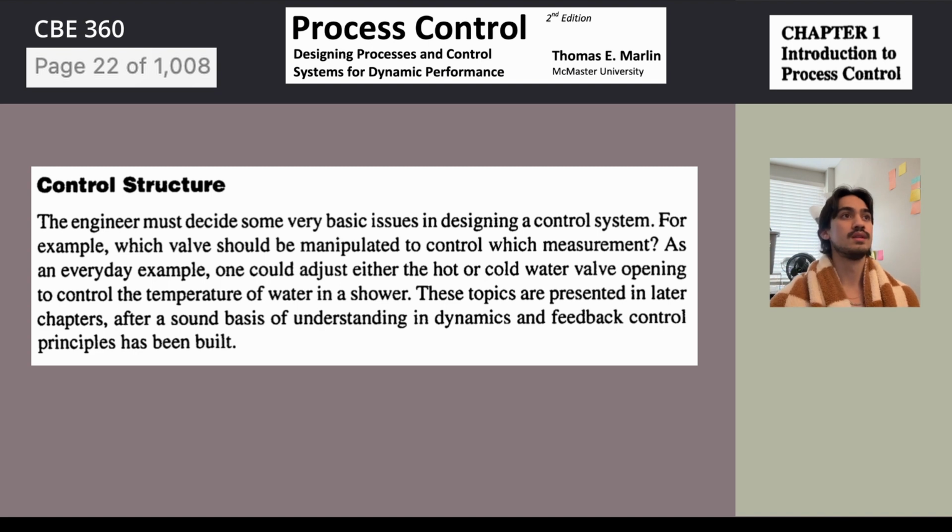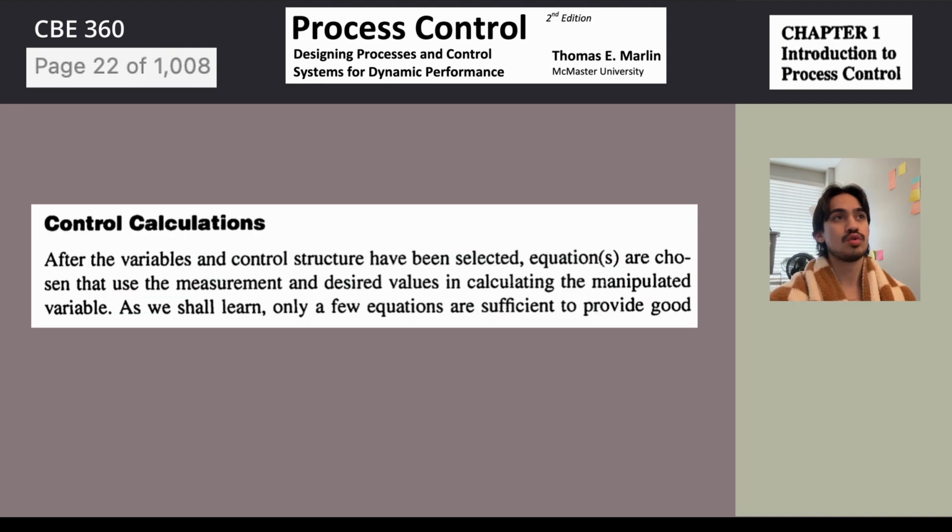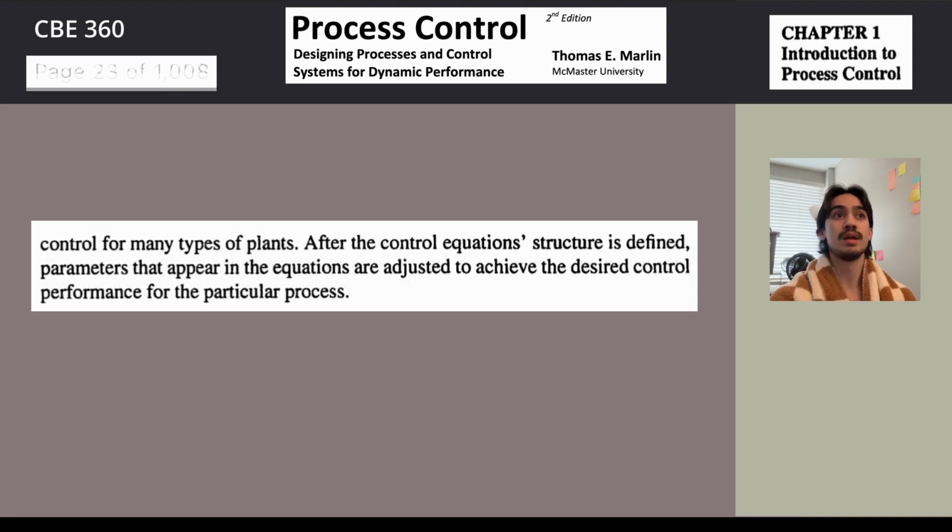Control structure. The engineer must decide some very basic issues in designing a control system. For example, which valve should be manipulated to control which measurement. As an everyday example, one could adjust either the hot or cold water valve opening to control the temperature of the water in a shower. These topics are presented in later chapters after a sound basis of understanding the dynamics and feedback control principles has been built. Control calculations. After the variables and control structure have been selected, equations are chosen that use the measurements and desired values in calculating the manipulated variable. As we shall learn, only a few equations are sufficient to provide good control for many types of plants.